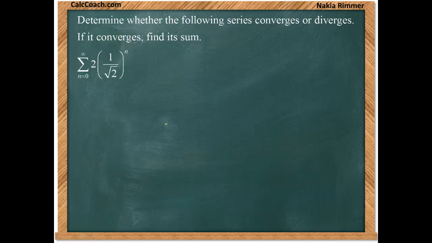Determine whether the following series converges or diverges, and if it converges, find its sum. The series is the summation from 0 to infinity, 2 times the quantity of 1 over root 2 raised to the n. So we must figure out whether this converges or diverges. And so we have to recognize it as a geometric series.